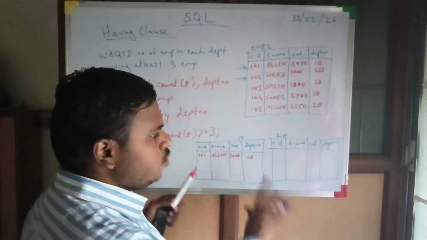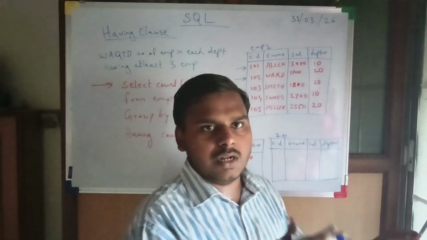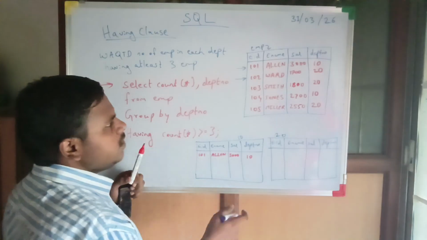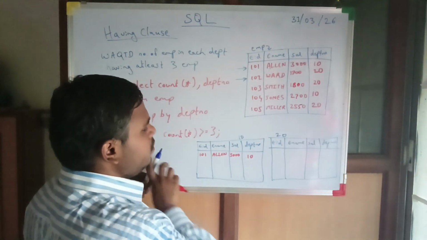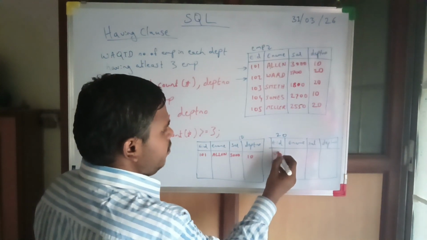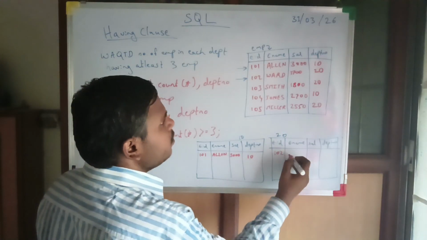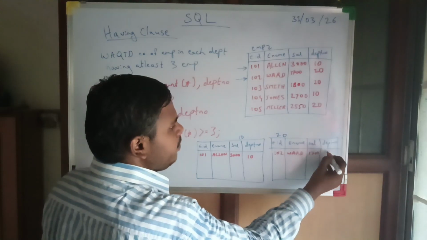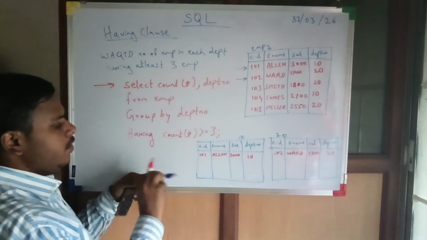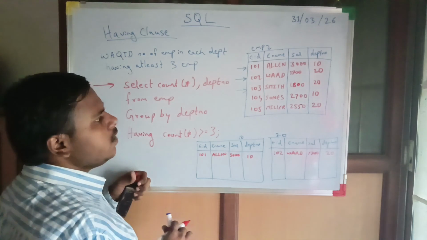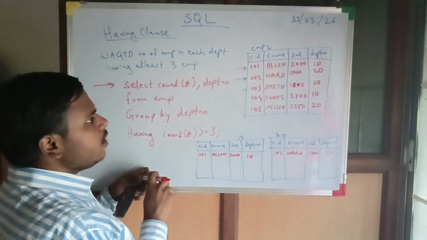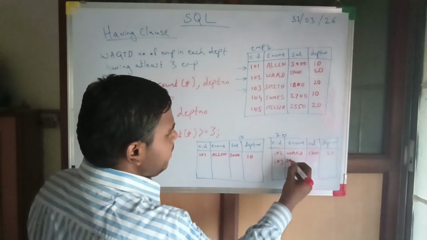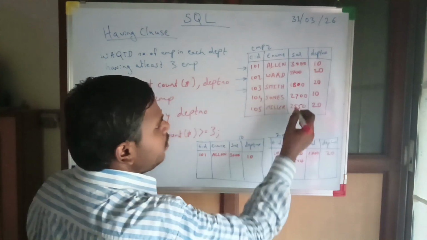Actually, no separate table is made. It is sorted, meaning the records get grouped separately. Now when it goes to the second record, it will check: 102 Ward. Salary is 1700. Department number 20. Now when we go to the third record, what is showing? In the third record it is showing department number 20. 103 Smith. Now what is the salary?